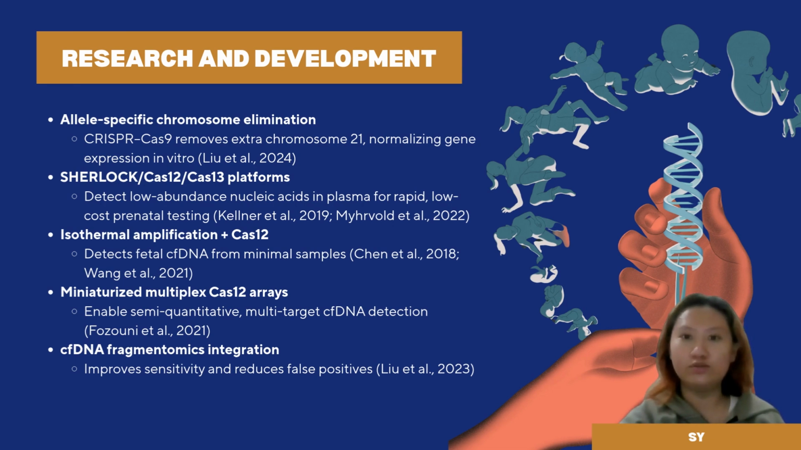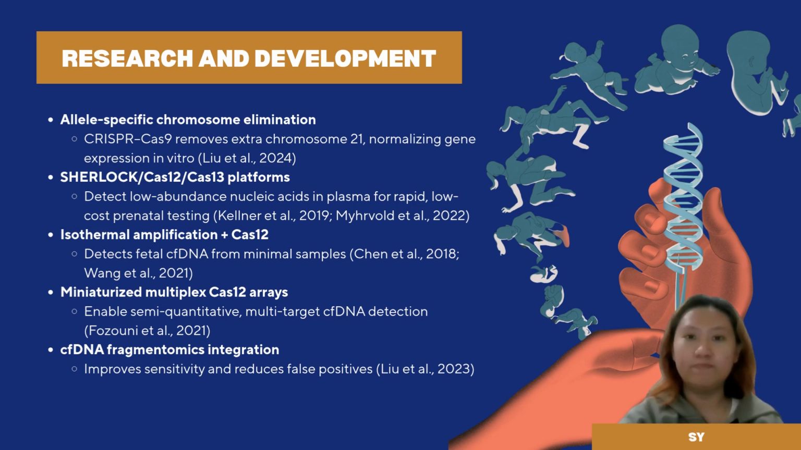Today, I would like to walk you through some of the most promising breakthroughs shaping the future of early genetic diagnosis. A remarkable milestone came in 2024, when Liu and his colleagues showed CRISPR-Cas9 could selectively remove an extra chromosome 21 in human induced pluripotent stem cells and fibroblasts. This process is known as allele-specific chromosome elimination, and it successfully normalized gene expression patterns in vitro. While it's still at the lab stage, this opened doors to the possibility of future therapeutic intervention for trisomy conditions.